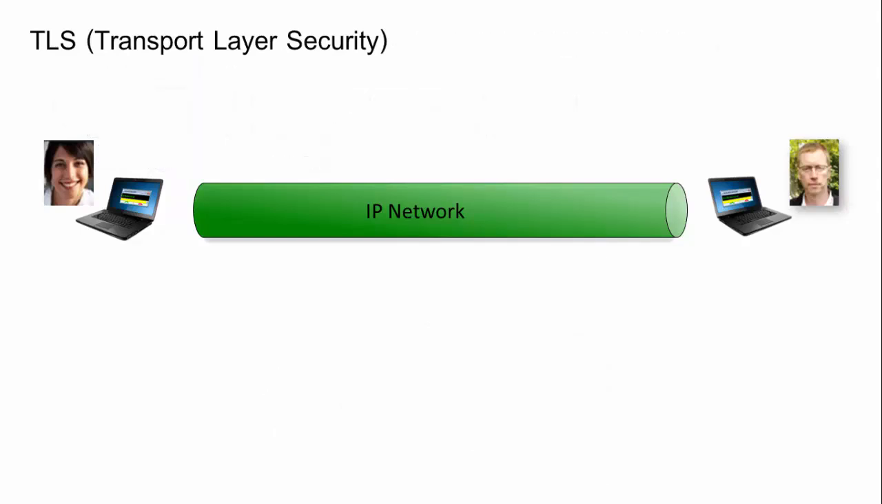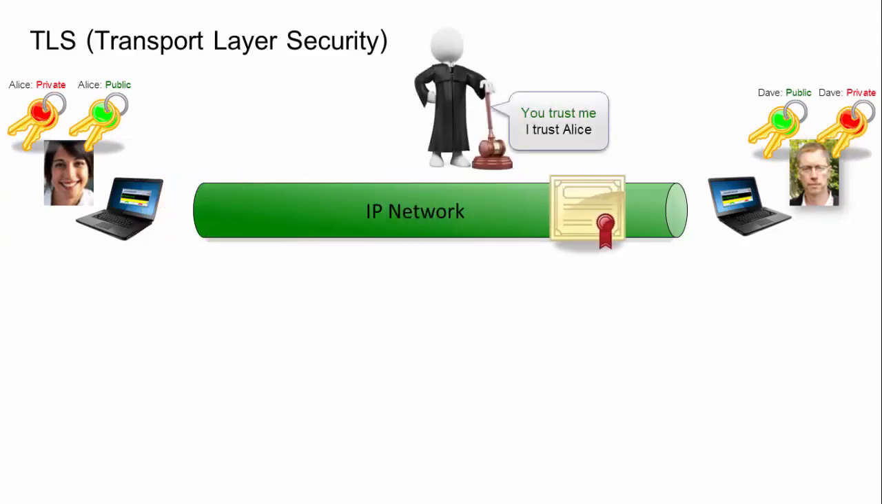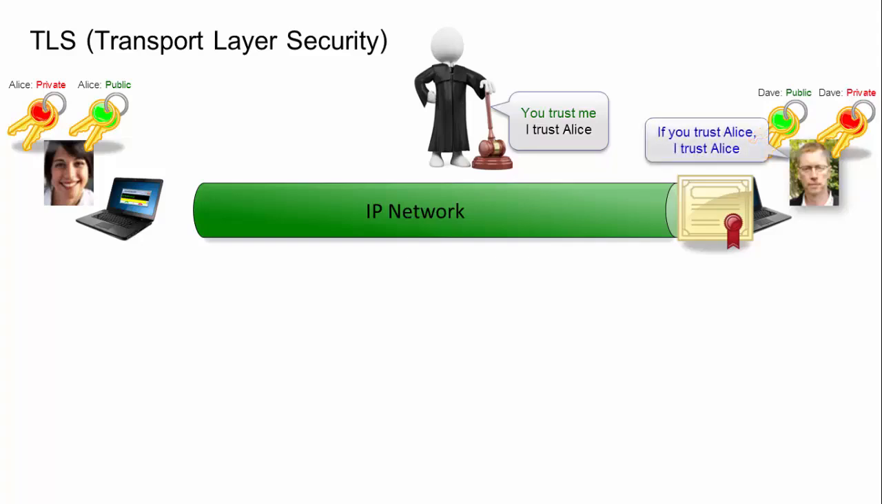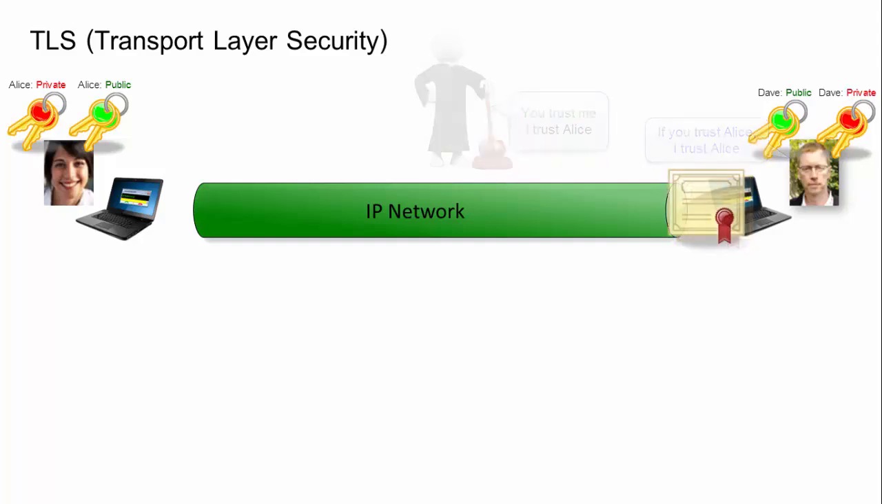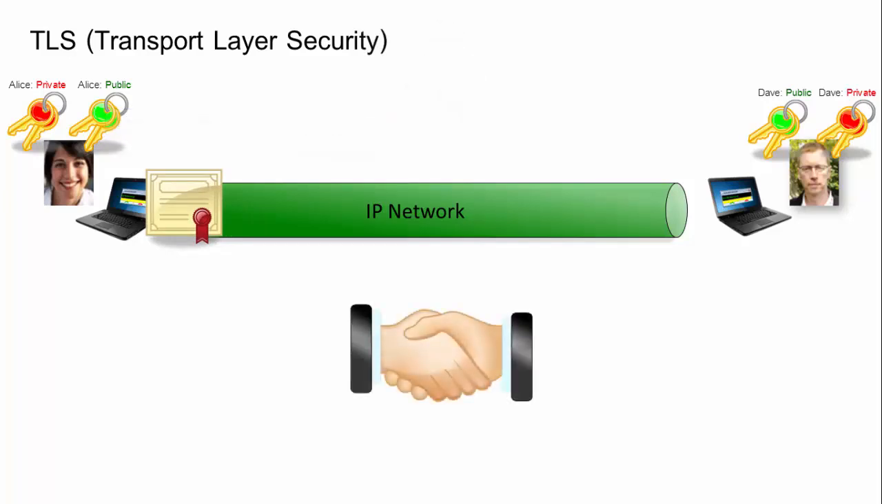In a secure interaction, each user has two TLS encryption keys, a public key and a private key. To begin the session, they exchange security certificates signed by a well-known third-party certificate authority, or CA. Because Dave trusts the CA and the CA trusts Alice, receiving Alice's signed certificate, Dave too can trust Alice. And the same is true for Alice and Dave. In exchanging certificates, they also agree a cipher suite.